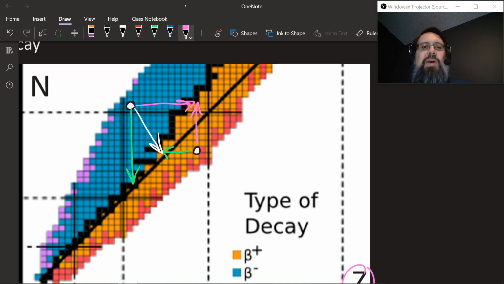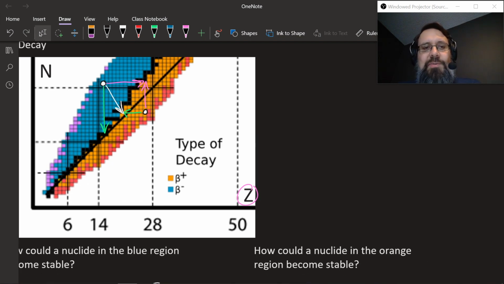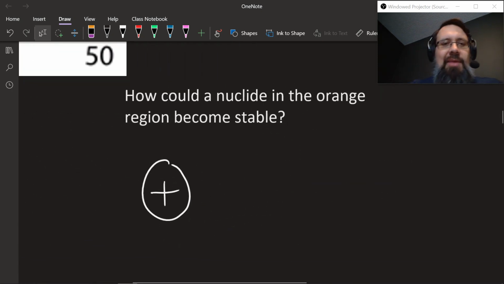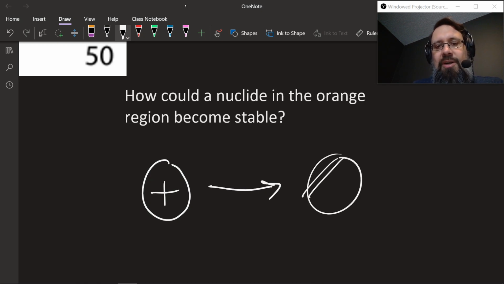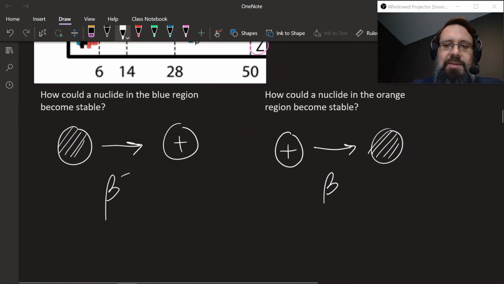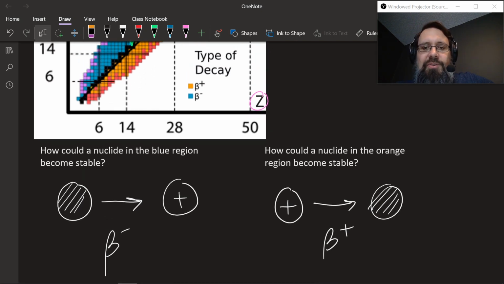Well, the easiest way to gain a neutron is to take a proton and turn it into a neutron. The nucleus already has those protons in it, so why don't we just swap them over to the neutron side? And that's exactly what happens inside the nucleus: a proton will turn into a neutron. This is beta plus decay. So beta plus decay is when a proton turns into a neutron.